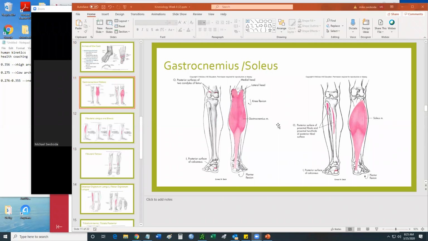You remember the big ones here. So first off, gastrocs and soleus. These are your calf muscles. Gastrocs is superficial. Soleus is deep. So this is kind of a misleading picture because it makes the soleus look like it's a really big muscle, and it's really not. It's pretty paper thin. So the soleus doesn't do a whole heck of a lot for you. Gastrocs is what does most everything for you in terms of calf.